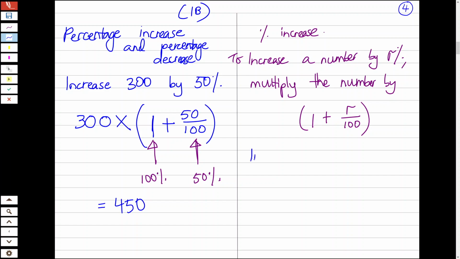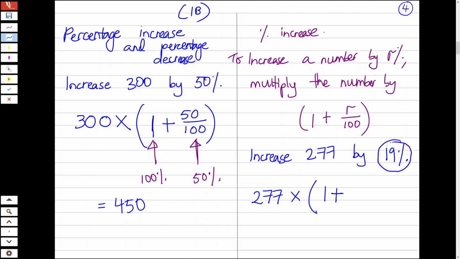Now let's do one where you can't do it in your head. Let's increase the number 277 by 19%. I'm not even going to try to do that in my head. Okay, so help me out here. What calculation should I put into the calculator? 277 times 1 plus bracket, oh yeah, 1 plus 19 over 100. Yep. Okay, and if you do that, what do you get?